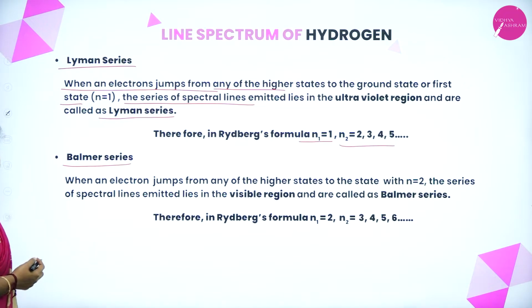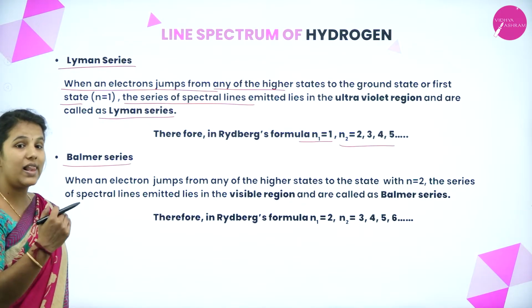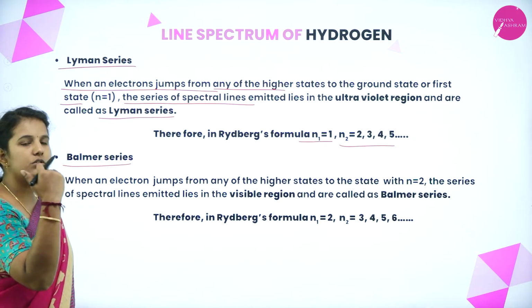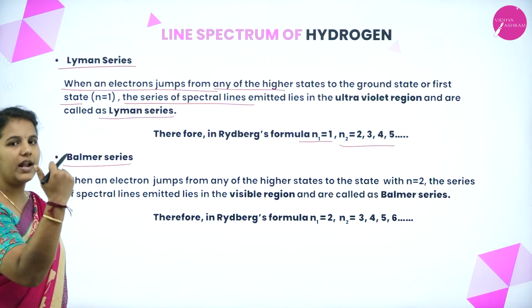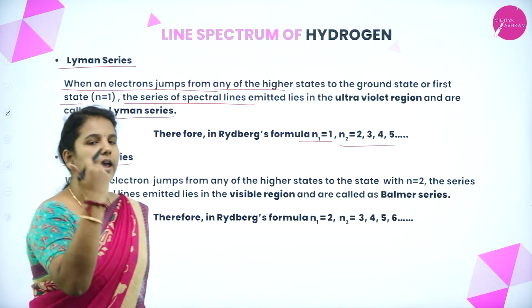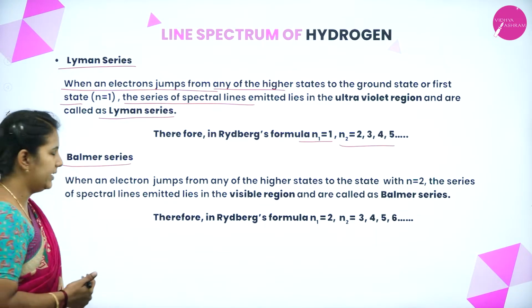What does the Balmer series say here? Here n1 is equal to 2. Why is it 2? Because the electron jumps start from n equal to 2, that is, the second level. So where n1 is equal to 2, from the second to the third, to the fourth, to the fifth, and to the sixth, it starts jumping when it receives the energy.